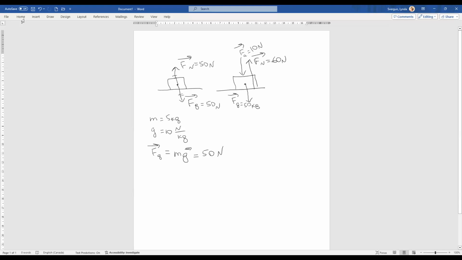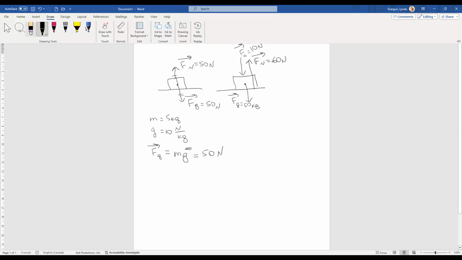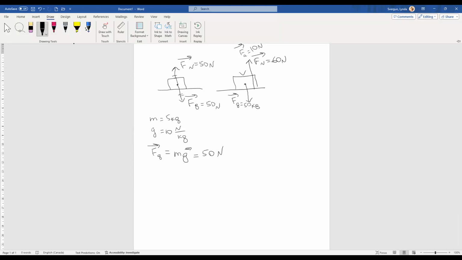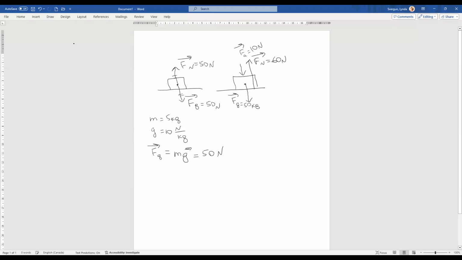To make it more realistic, we can make the size of the applied force a little bit smaller. So key idea: if you have two forces in the same direction, you add them together. Normal force is equal and opposite.